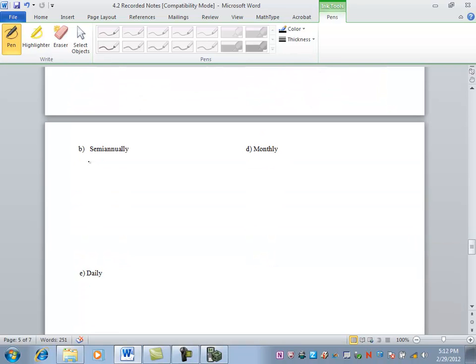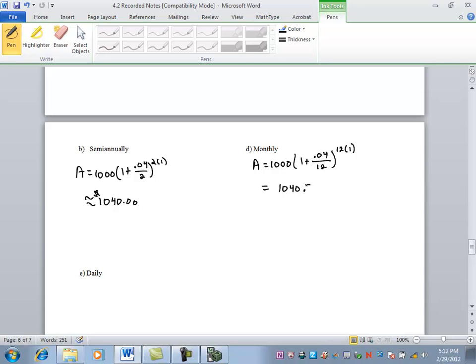If we do this semi-annually, so twice in a year, the amount in the account is $1,000 times 1 plus 0.04 over 2, to the 2 times 1, which works out to be $1,040. And if we do this monthly, the amount in the account is 1,000 times 1 plus 0.04 over 12, to the 12 times 1, and this turns out to be $1,040.74.